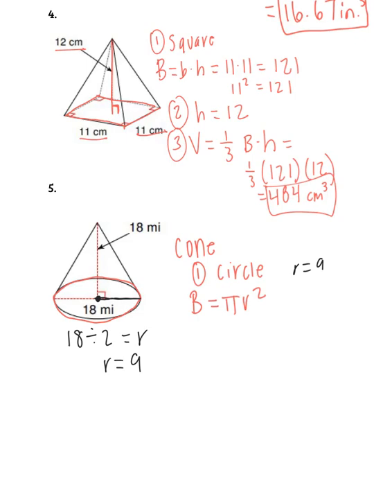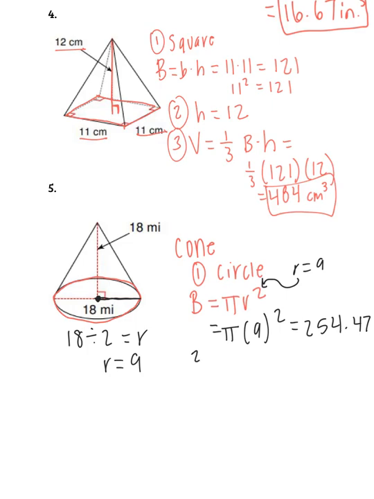Now that I know that, I can plug it into my formula and get the area of that circle. So pi times 9 squared, I'm going to plug that in my calculator. So pi parenthesis 9, close parenthesis, and then square it. And I get 254.47. All right, so now I have the area of my base.